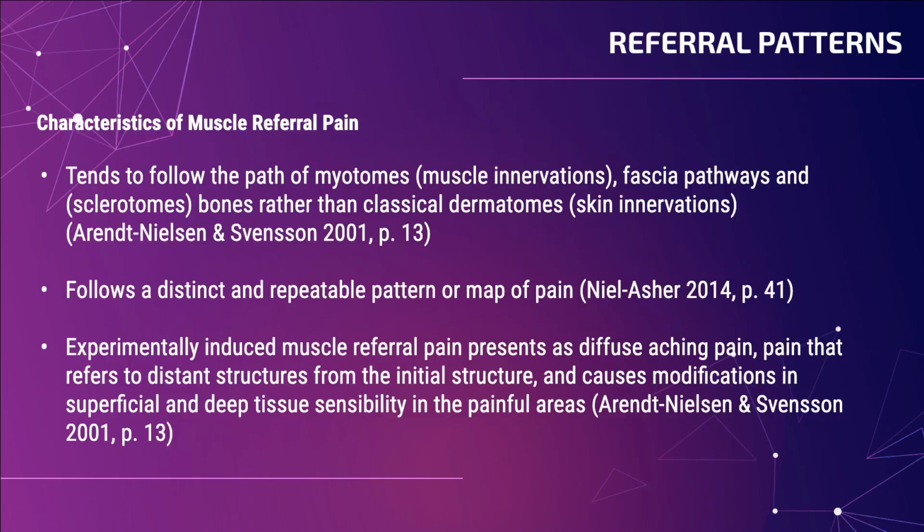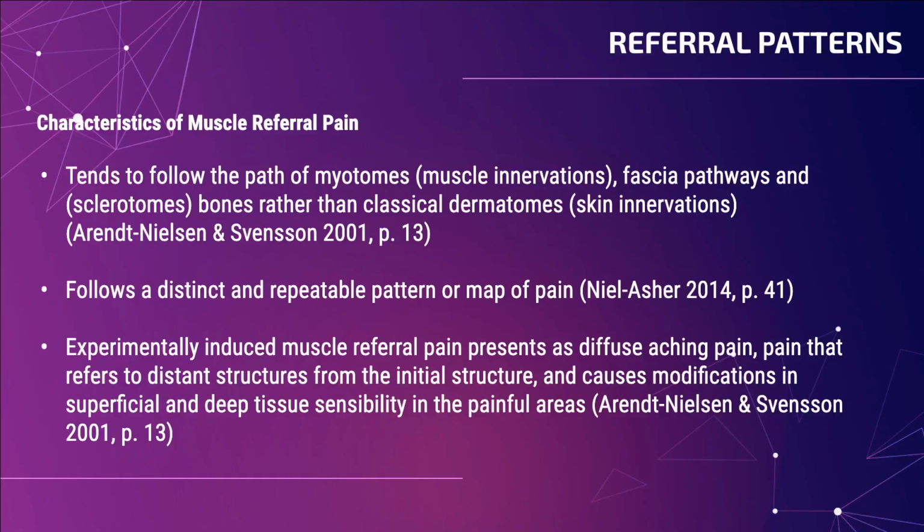So to go over the characteristics of muscle-referred pain, it tends to follow the path of myotomes, which are muscle innervations. So there's dermatomes, which are areas of the skin innervated by spinal nerve roots, and then we've got myotomes, which are the actual muscles innervated by spinal nerve roots. Fascia pathways and sclerotomes, which are innervations of the bones, rather than the classical dermatomes.